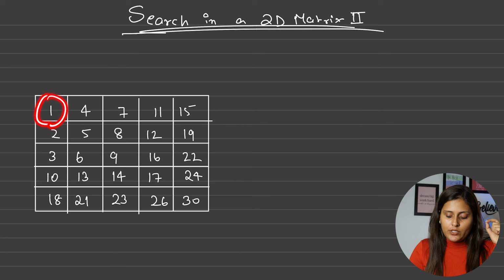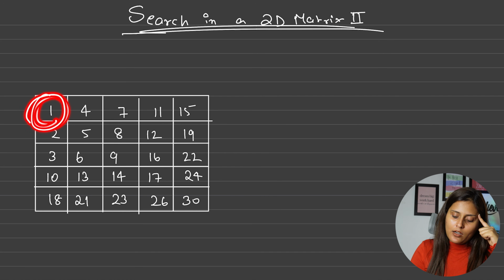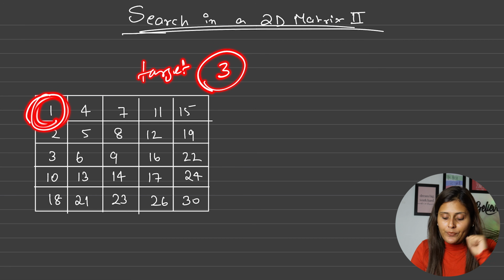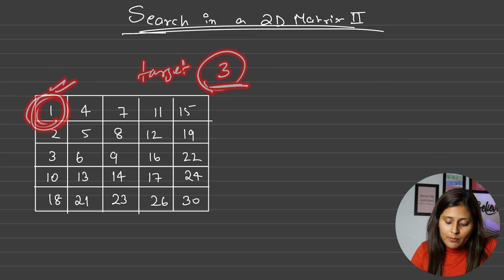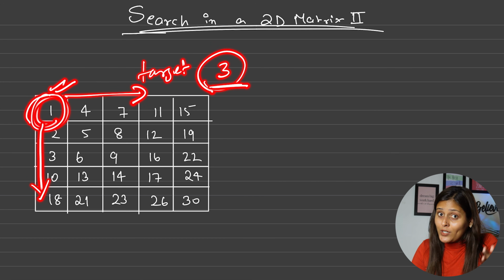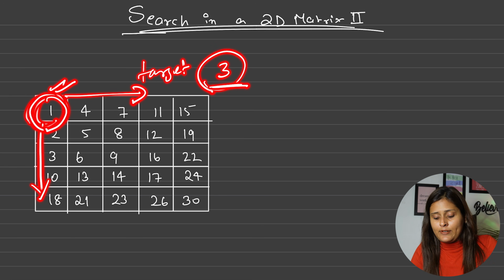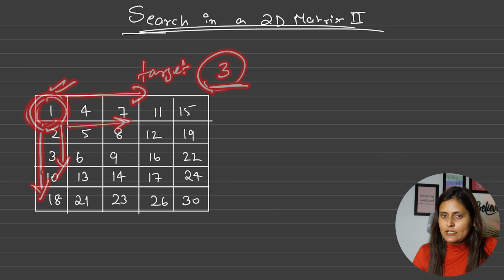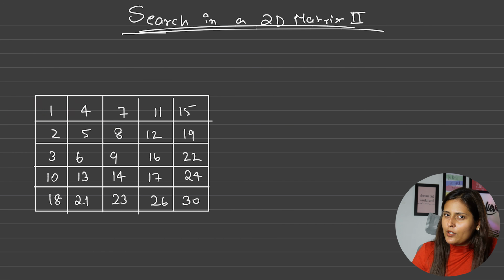If I am standing here at 1, suppose I want target 3. I can decide that yes, 3 is greater than 1. So where should we go? Because I know a greater number can be downwards and also towards the right side, because it is sorted that way. So if I am standing at 1, I cannot decide where to go, towards the right side or downwards. So I cannot start from this corner.